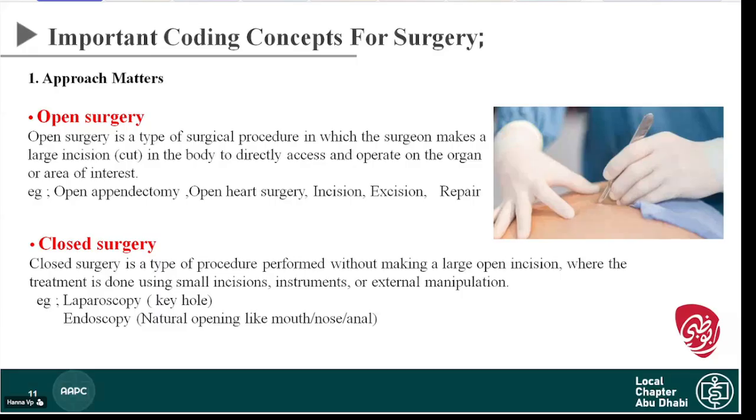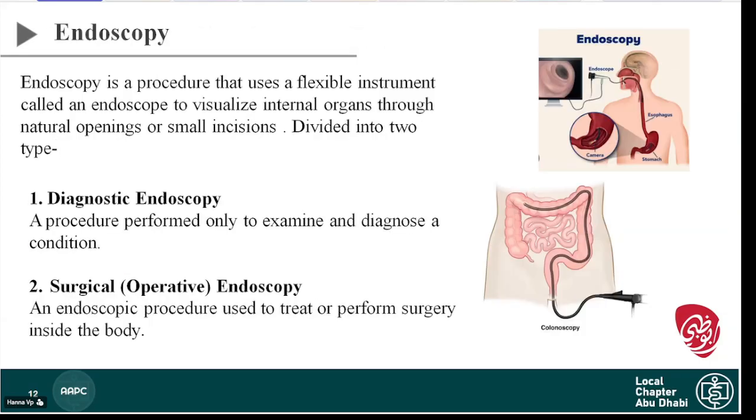Without making an open incision, we are doing the procedure externally. For example, laparoscopy and endoscopy are the main examples under closed surgery. Let me show you what is meant by endoscopy first. See the picture, all of you. This procedure is completely closed. Here we are not opening the body part.